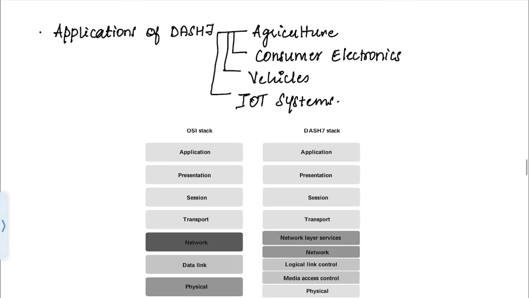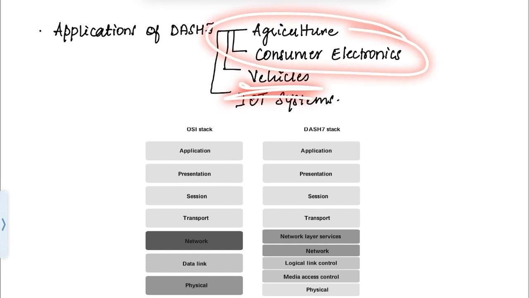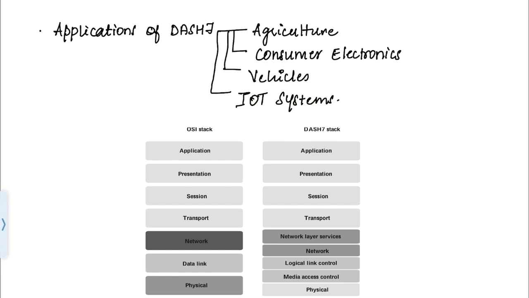Next, speaking of applications, one we have is agriculture. In agriculture, DASH7 will help us monitor environmental conditions and track assets in the farms. Then we have consumer electronics. It will enable communication between devices in smart homes or consumer gadgets. Then we have vehicles. They are used in fleet management, vehicle monitoring and logistics. Then we have IoT systems. DASH7 acts as a bridge between NFC and IoT, enabling seamless communication between the devices.